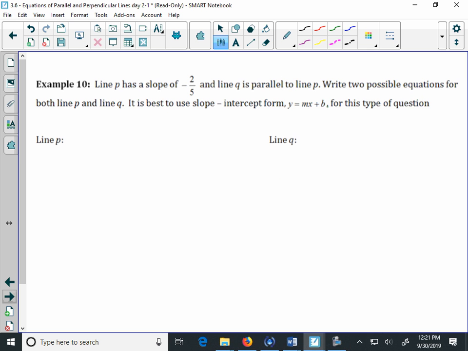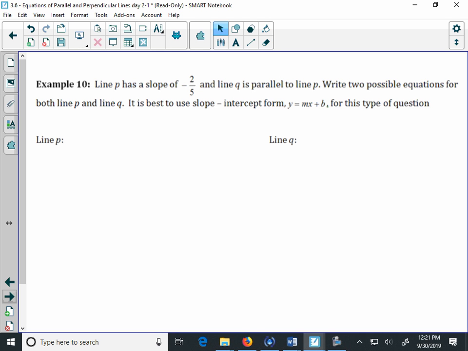This one's a little different. Says line P has a slope of -2/5, and line Q is parallel to line P. Write two possible equations for both line P and line Q. In this situation, I think it's best to use slope-intercept form. You can use point-slope form. I just think it's easier to use slope-intercept form. This is a little less work than what I was thinking.